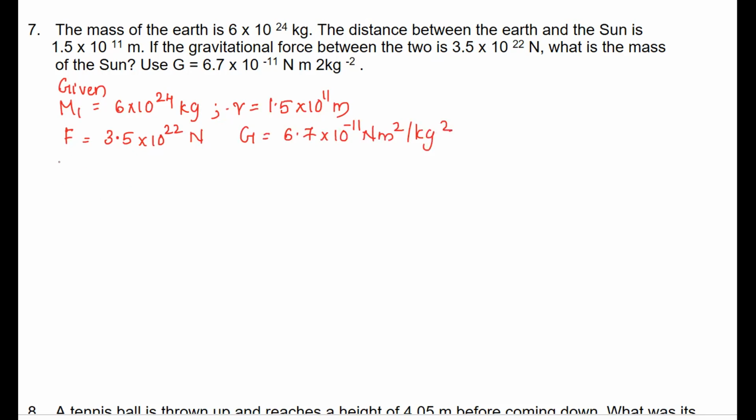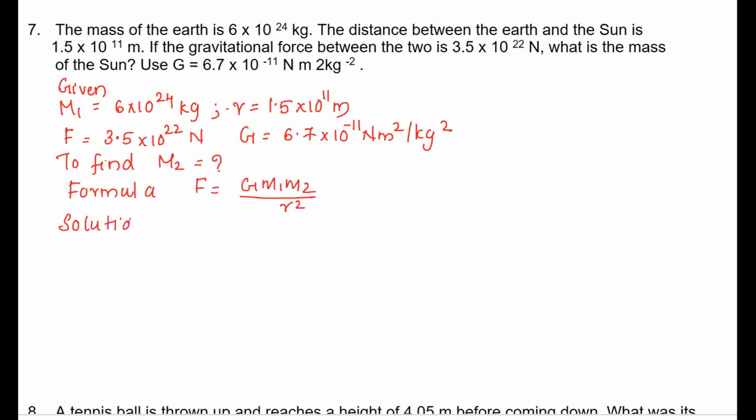To find the mass of the sun, that is M2. We want to find out M2. Gravitational force formula we know: F is equal to G M1 M2 upon R square.